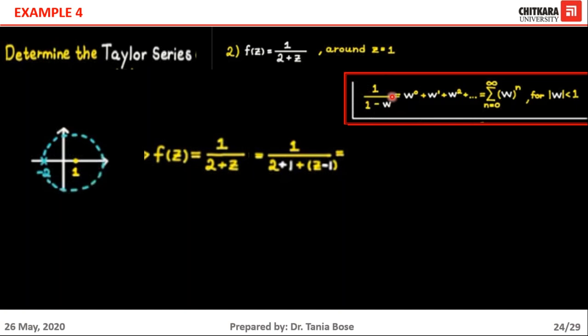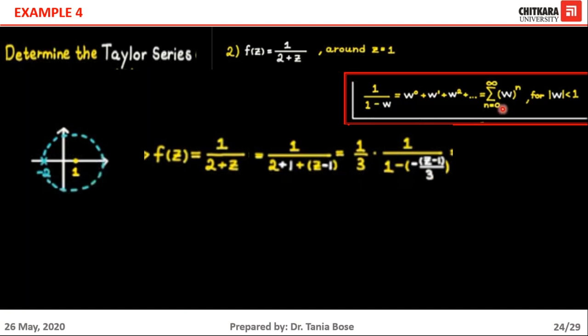Now, to apply this form, the constant term should be 1. What is the constant term here? It is 3. How will I make it 1? I have to take out 3 common. So I will take out 3 common. And I should also get a negative sign here after 1. So I will write 1 minus, when I take out 3 common, I will be left with minus z minus 1 by 3. So you can see that if I compare this term with this original term, 1 upon 1 minus w, I am writing the same thing for w and minus z minus 1 by 3. That means what is my w? W is minus z minus 1 by 3.